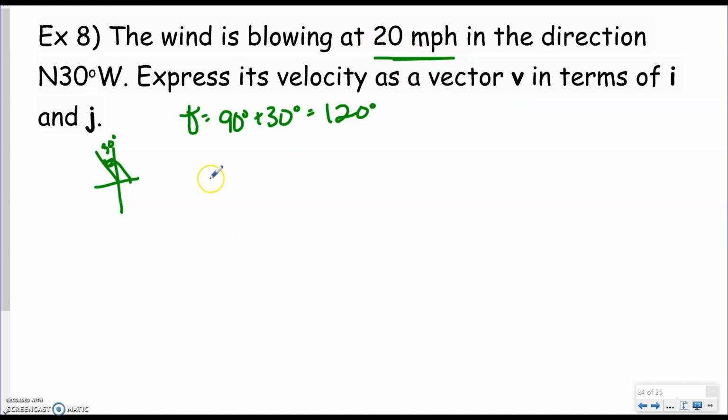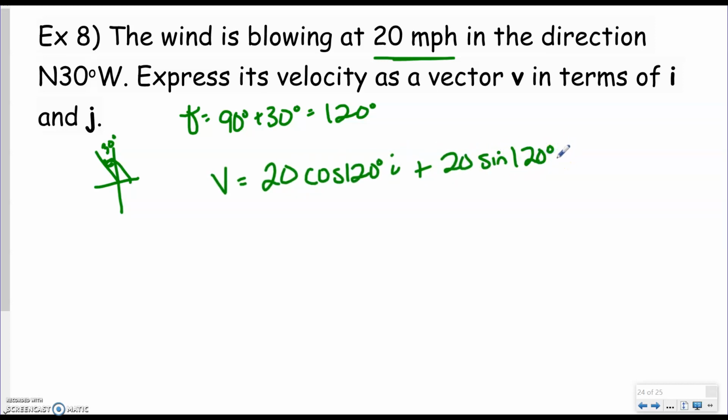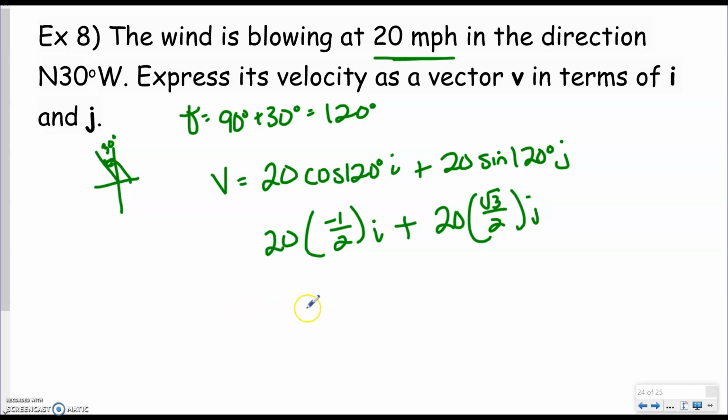So when I plug this in to find my vector, I'm going to do the magnitude times cosine of 120 degrees times i plus the magnitude times sine of 120 degrees times j. And this is actually on my unit circle. This is the same as 2 pi over 3. So my cosine at 120 is negative 1/2 because we went to the left. So 20 times negative 1/2 times i. And my sine is going to be the square root of 3 over 2, positive because it's going up. And we're going to simplify. So our vector is negative 10i plus 10 square root of 3 j.